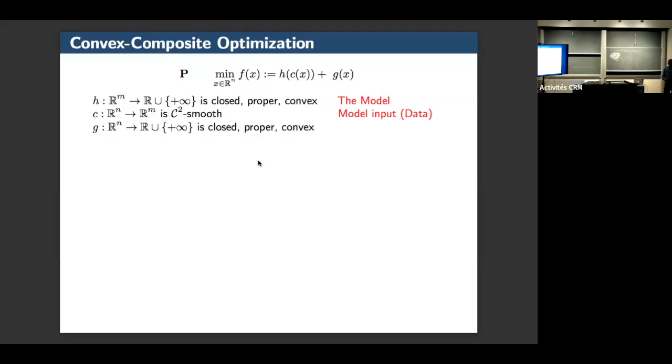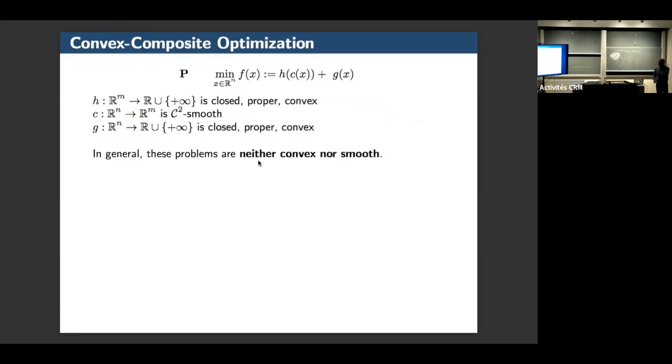But then there are other things that you might like the solution to satisfy, or there may be underlying prior information that you already know about the solution that you would like to include in the optimization problem, and that is the function G. So this is the regularizer. So sparsity of a solution, or smoothness of the solution, or many other properties that one might wish to include.